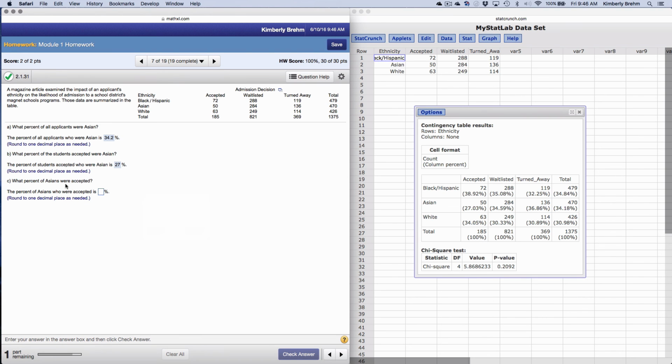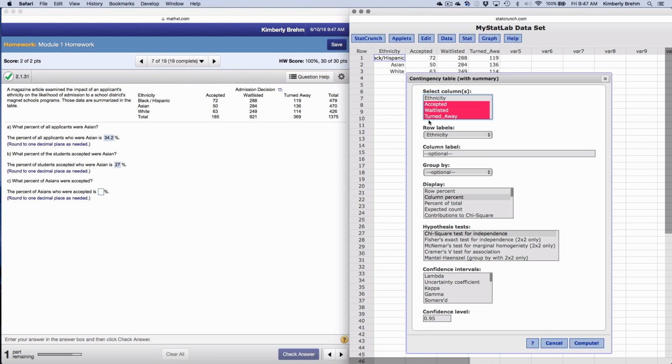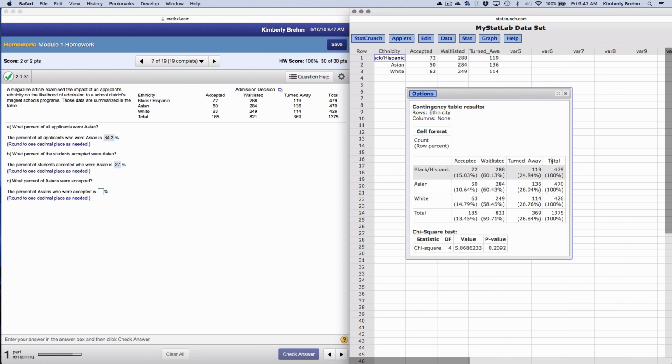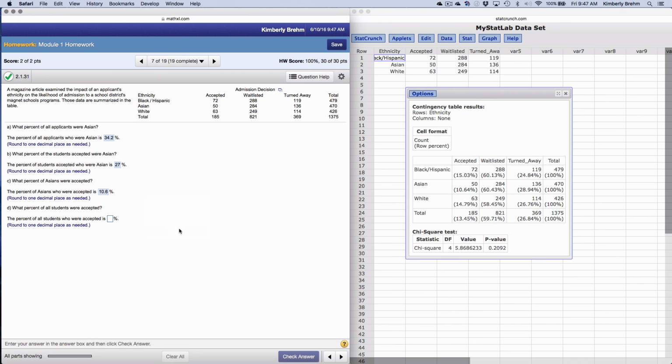Next one, percent of Asians who were accepted. So now we're looking at the row of Asians, which is 470, and the percent that were accepted is 50. But again, if I want to let StatCrunch do that work, I'm going to go back to edit, and I'm going to check row percent instead. And now as we can see, we've got the 100% at the end of each row. So Asians were 10.64, which is 10.6, and check my answer. So again, I'm not having to do any of the work.